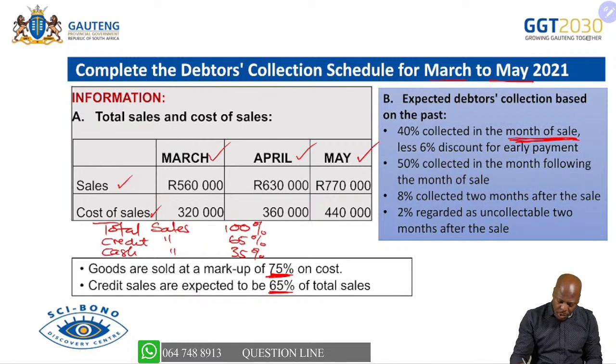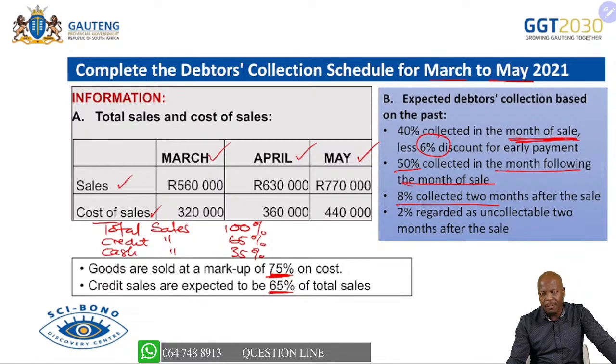But then it goes on to say that there is a discount of 6%. I'm going to show you today how to calculate that. And then it goes on to say 50% is collected in the month following the month of sale. And then 8% is collected 2 months after the month of sale. And then 2% will be uncollectible. In other words, this will be written off as your bad debts.